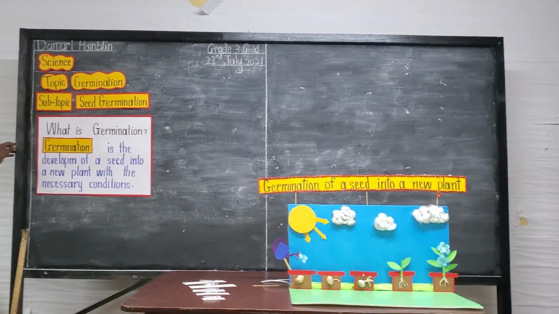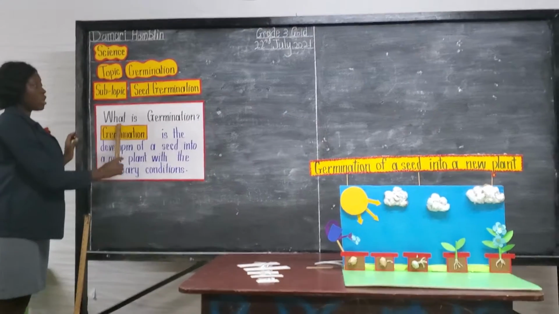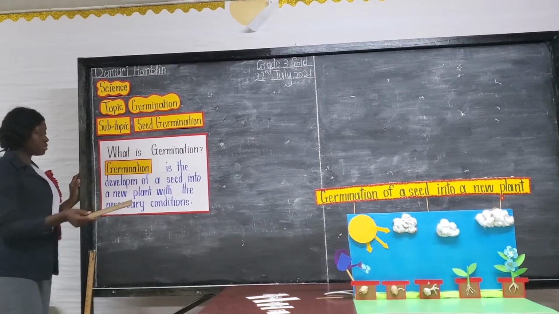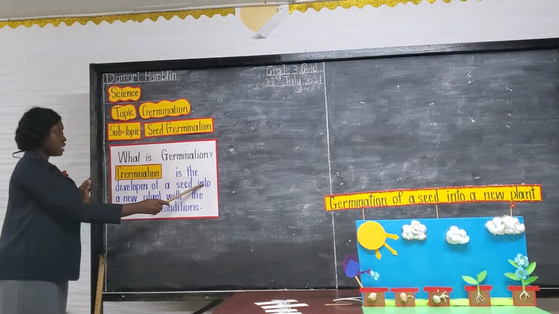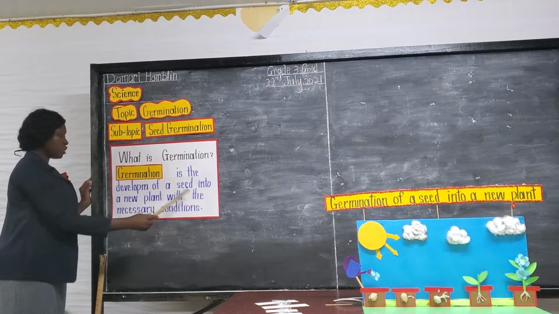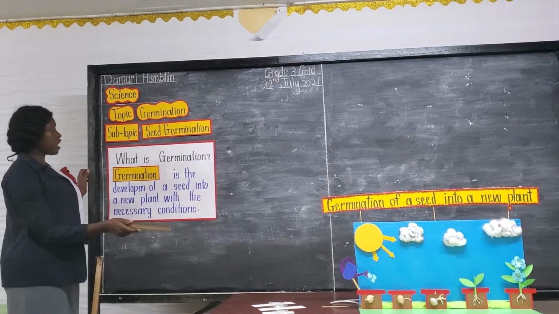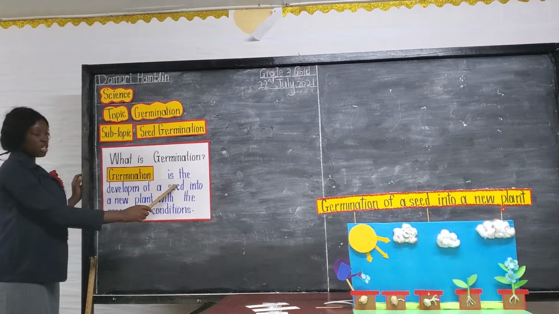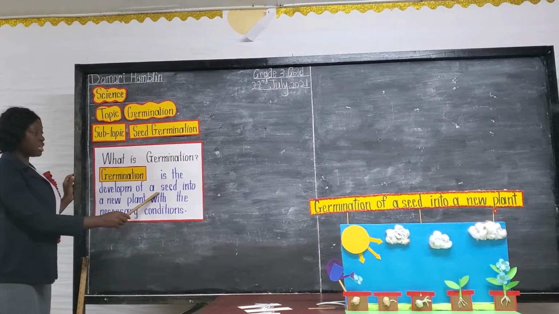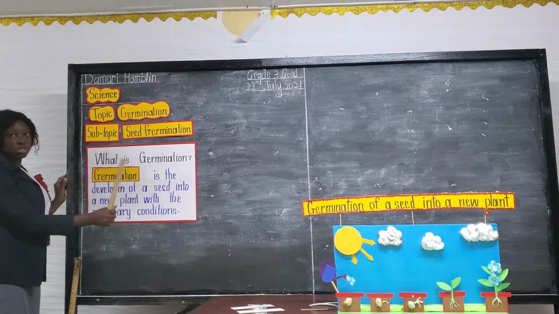Everyone see it on the chalkboard? Good. What is germination? Germination is the development of a seed into a new plant with the necessary conditions. Let's read together. What is germination? Germination is the development of a seed into a new plant with the necessary conditions.